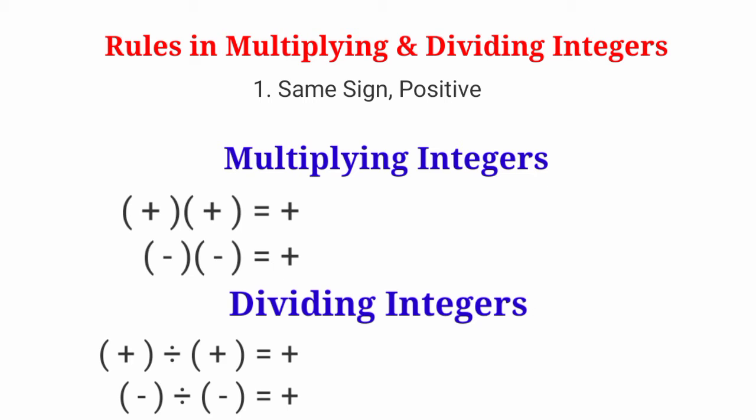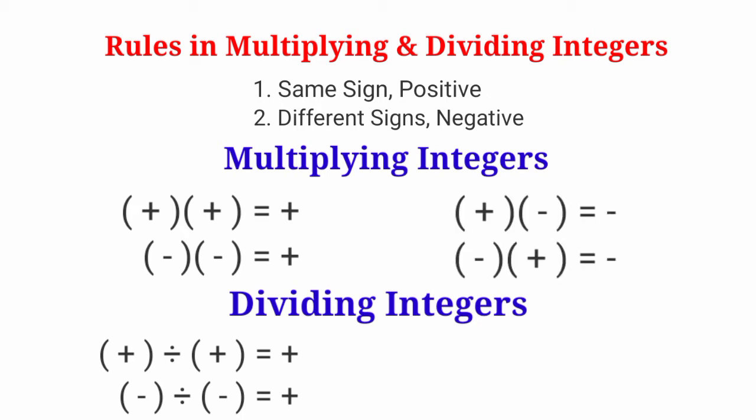Our second rule is, if we have different signs, then our result is negative. That is, positive multiplied to negative is equal to negative. Negative multiplied to positive is equal to negative. Or, positive divided by negative is equal to negative, and negative divided by positive is negative.